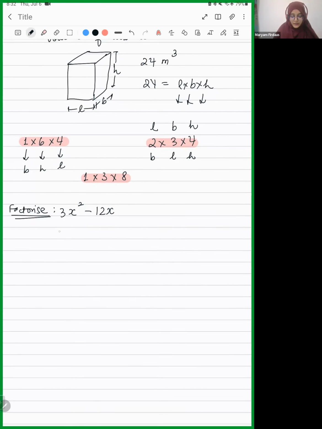So let's factorize this. You can take 3x as common. After taking 3x as common, what is left in the first term? You have x remaining in the first term, because it is 3x square, and then x minus 4. So what are the 3 different dimensions? 3, x, and x minus 4. Done?